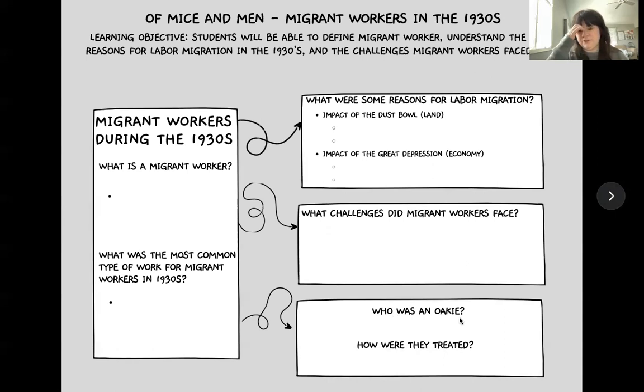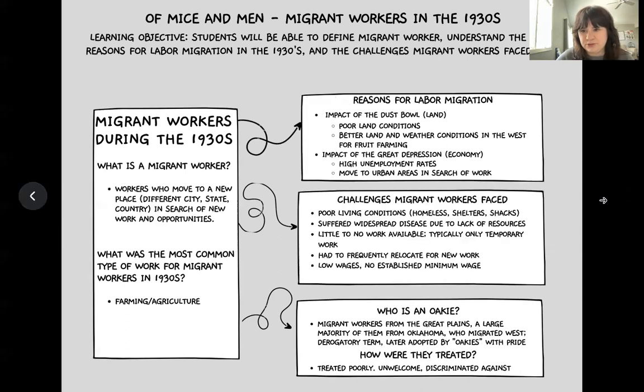And then specifically, I included a vocabulary term here that I want them to be familiar with, which is who was an Okie and how were they treated. So all of these prompts are directly aligned with the learning objectives, which is students will be able to define migrant worker, understand the reasons for labor migration in the 1930s, and the challenges the migrant workers faced. And that learning objective is directly aligned with the social studies standard that I had chosen for this, which is written here: describe the impact of continuity and change throughout US history, specifically about physical geography, labor and industry, and commerce. So I'll just move forward to my filled out chart.